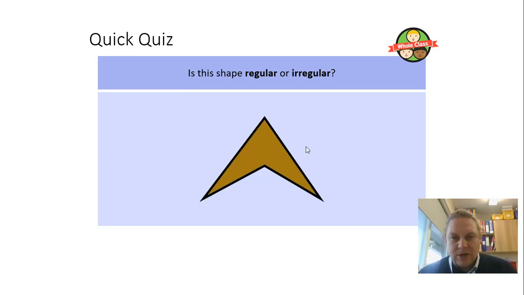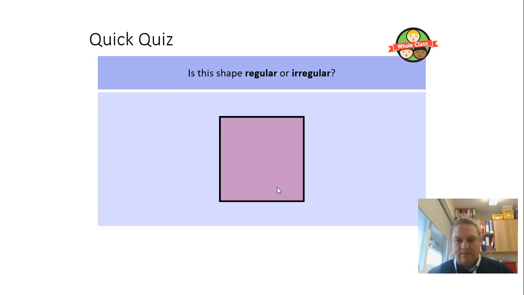Okay, is this shape regular or irregular? Again, we're thinking about the length of the sides. We're also thinking about the size of the angles. So we can see down in this part of the shape, we've got quite a narrow angle like this. Okay, and when we get up into this part of the shape, we've got a much wider angle. Okay, so it's definitely got different angles. I'd say the length of its sides are also different. It's going to be an irregular shape.